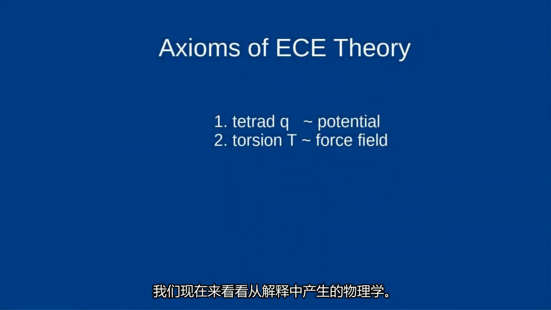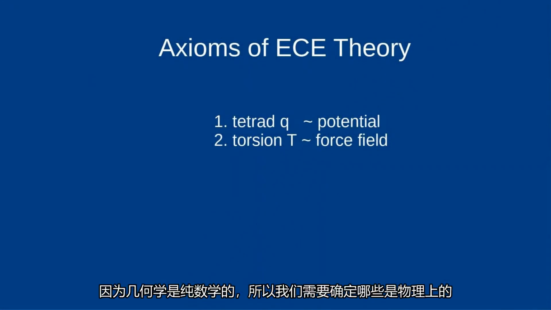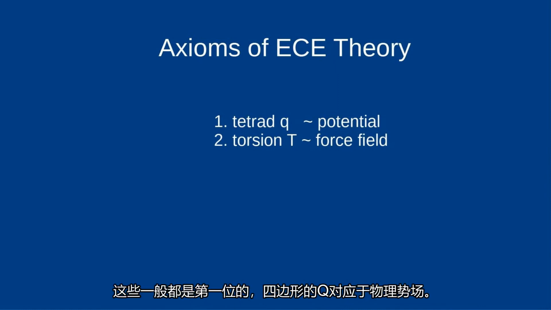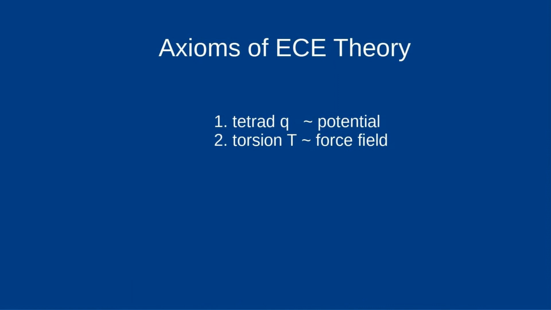We now come to the physics resulting from the interpretation of the Cartan geometry. Because geometry is purely mathematical, we need to determine which physically measurable quantities are associated with each quantity of geometry. This leads us to the axioms of ECE theory. These are generally, first, the tetrad Q corresponds to the physical potential fields. Second, the torsion T corresponds to the physical force fields.